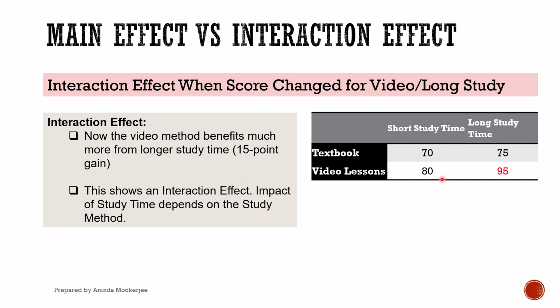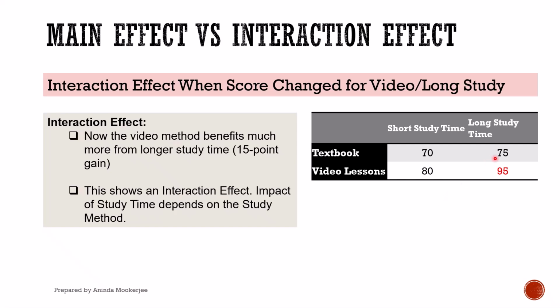Now, in the previous slide, we showed that there's no interaction effect. However, if we change the score for long study time and video lessons to 95, previously it was 85, then compare the differences: 75 minus 70 was an improvement of 5 points, whereas 95 minus 80 is a 15-point gain. Correct? So that tells us that there is an interaction effect.